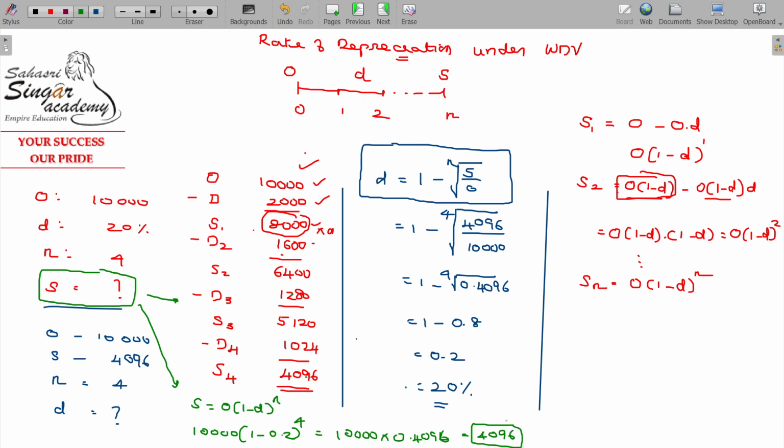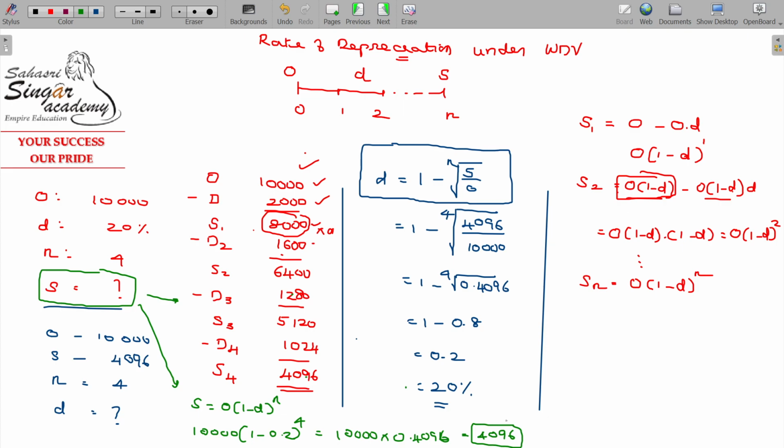Sometimes in the exam, under the WDV method, they sell the asset at the end of the 6th year, and ask its value at the end of the 6th year. Instead of making this kind of table, you can automatically say S, the scrap value for the 6th year end, is equal to original value into 1 minus D to the power n, and the answer comes straight away. You don't need to work out the tabular form. You can omit that.